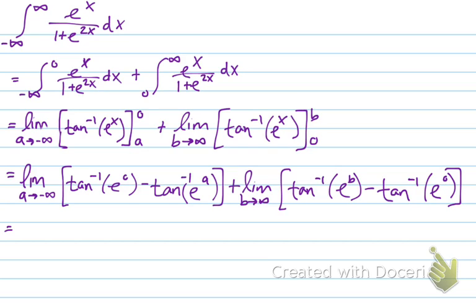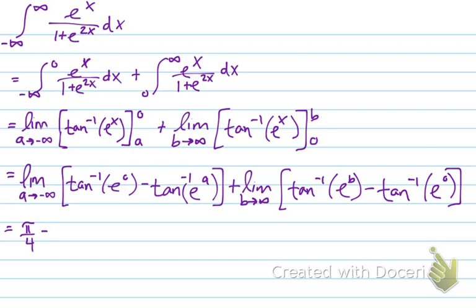So for this first piece, the limit as a goes to negative infinity does not apply to this because it doesn't have any a's in it. So I can just evaluate tangent inverse of e to the 0 as is. So tangent inverse of e to the 0 is tangent inverse of 1. And if you go back to that unit circle that we just wrote down 2 problems ago, the unit circle said that tangent will equal 1 at pi over 4. So tangent inverse of 1 equals pi over 4. So this first piece equals pi over 4 minus tangent inverse of e to the a.